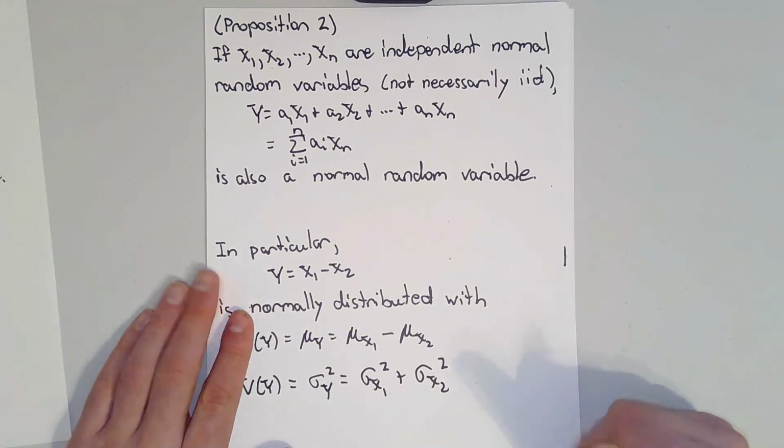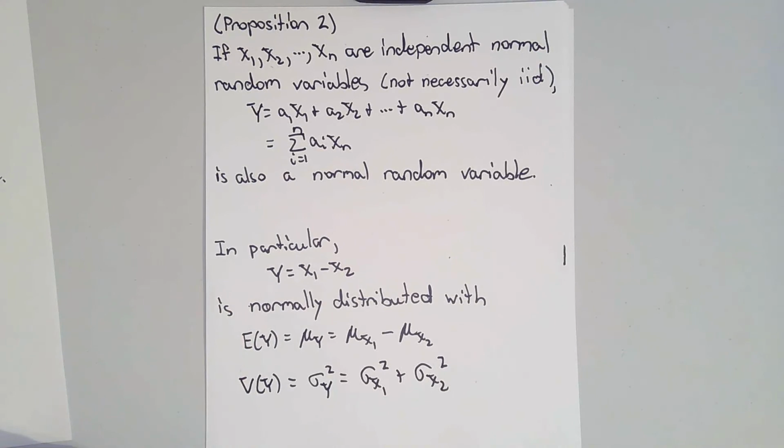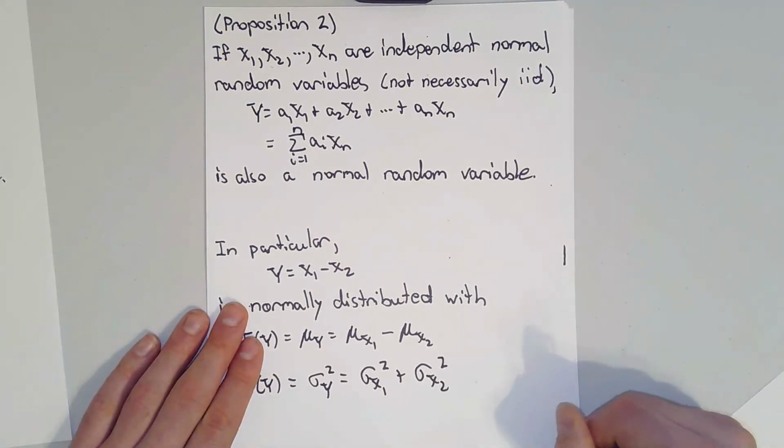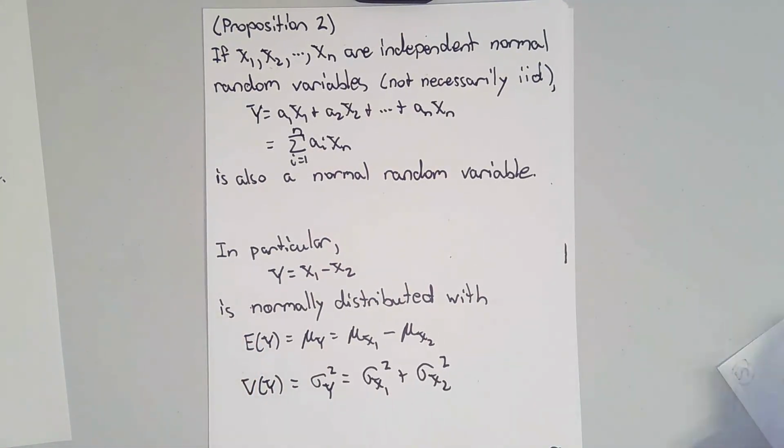So this is, in conclusion, the end of section 5.5. And using these results on linear combinations, you can answer a lot of questions about sequences of random variables.